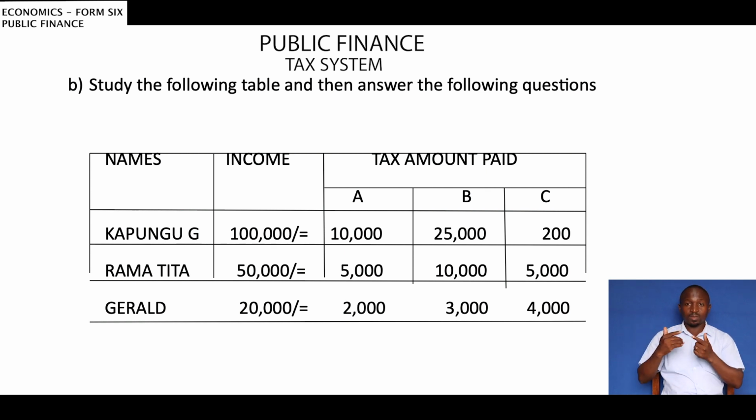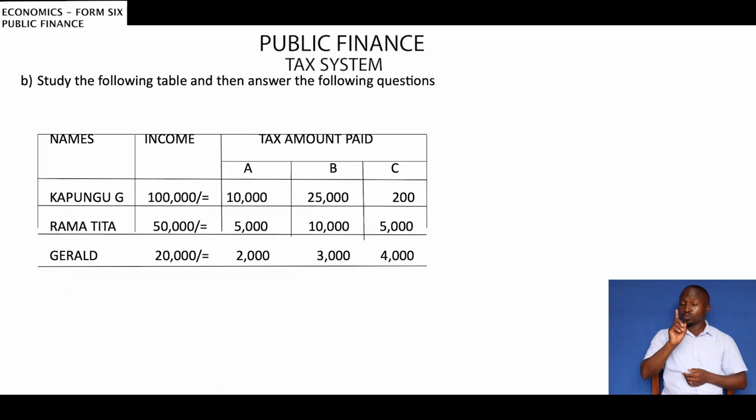At A, Kapungu G paid 10,000. At B, Kapungu G paid 25,000. At C, Kapungu G paid 200. While Ramatita at A column paid 500. At B, 10,000. At C, 5,000. Gerard at A paid 2,000, at B paid 3,000, and at C paid 4,000.